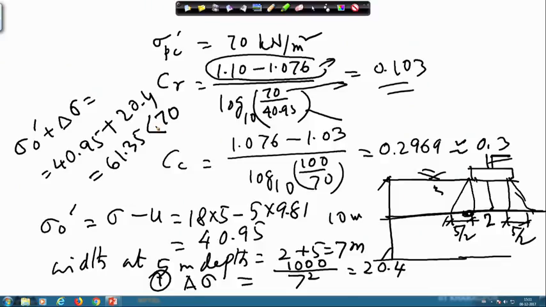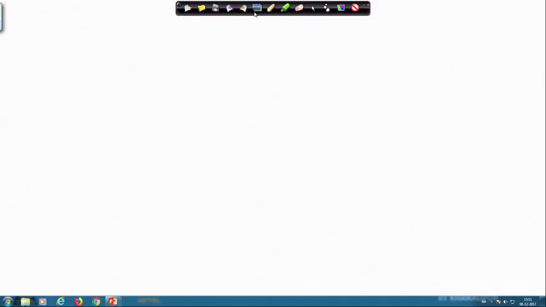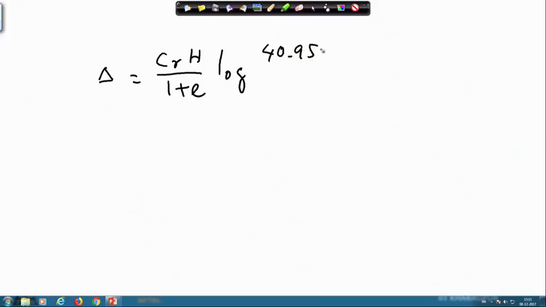So, that means the first problem will be on the recompression zone. If it is recompression zone, the corresponding formula will be your delta equal to CR into H by 1 plus E log of 40.95 plus 20.4 divided by 40.95. So, that gives you the value equal to 86 millimeter.